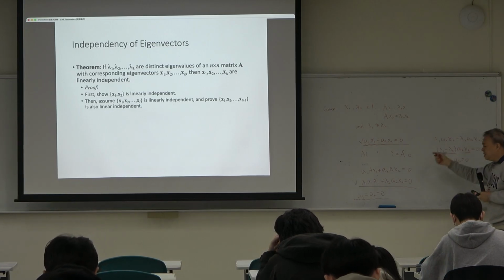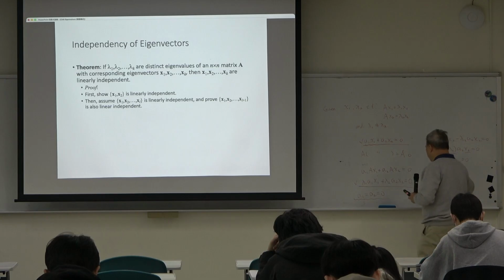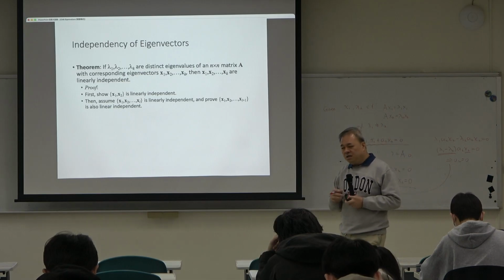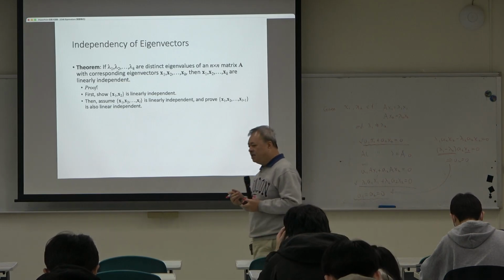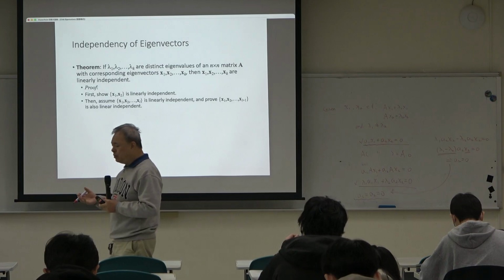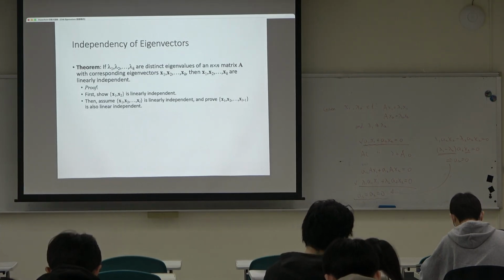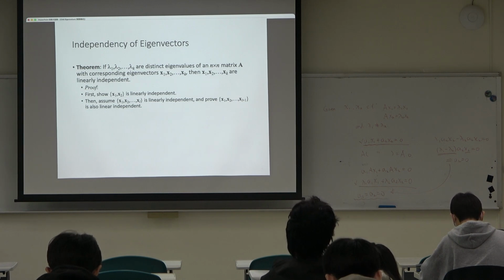So you can do a similar thing to show a1 is 0 too. Okay, then we have... okay, so we can easily show that for two eigenvectors, if their corresponding eigenvalues are different, then they must be independent.